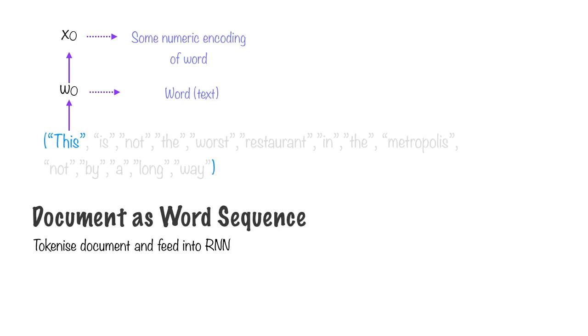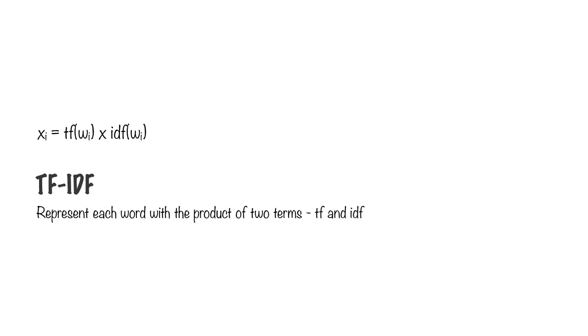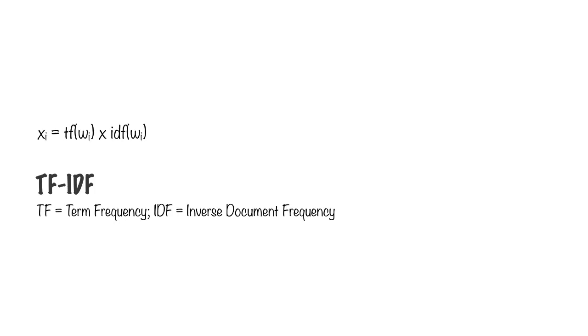So, if this document was a review, "this is not the worst restaurant in the metropolis, not by a long way," each individual word in the review would be represented by some numeric encoding, and these numeric encodings come together to form the document tensor. When you use the TF-IDF algorithm, the numeric representation of every word will be the product of two terms. The two terms are the term frequency of the word and the inverse document frequency of the same word.